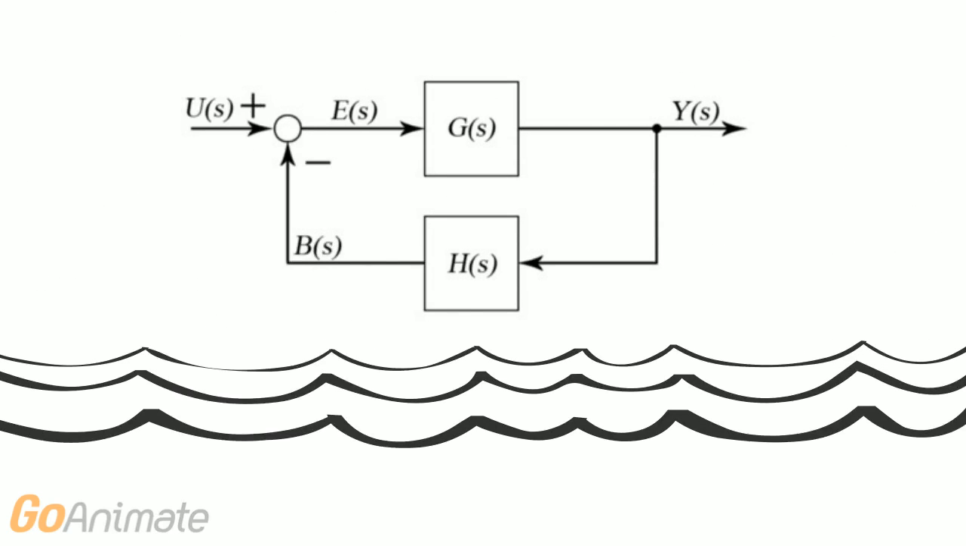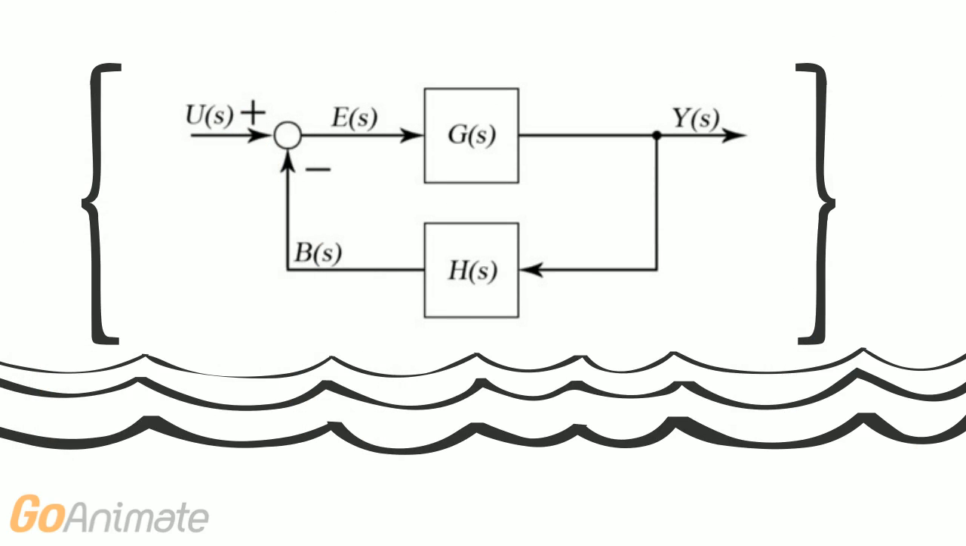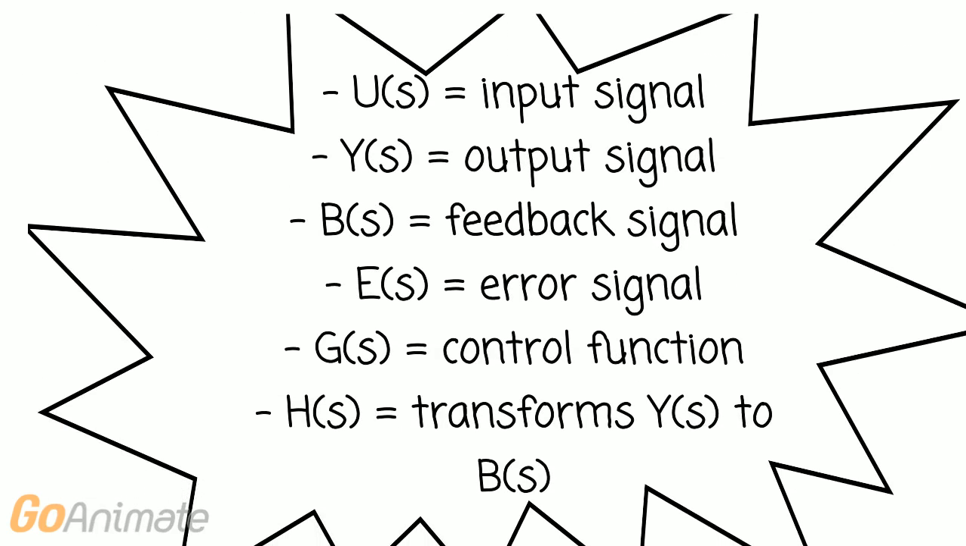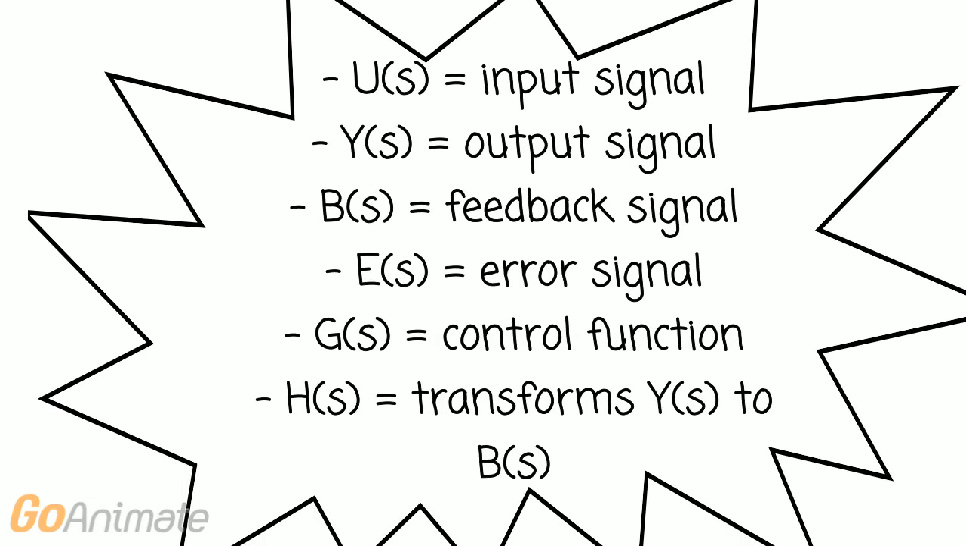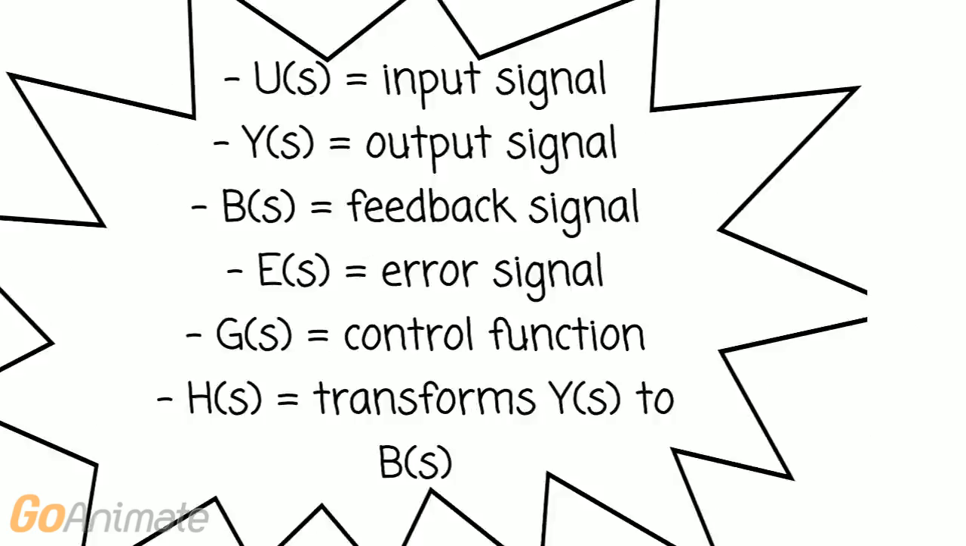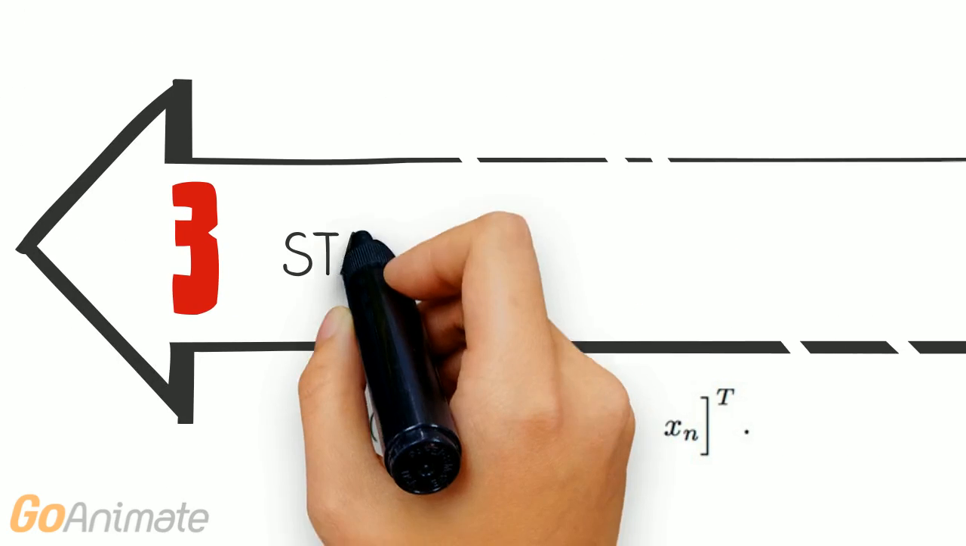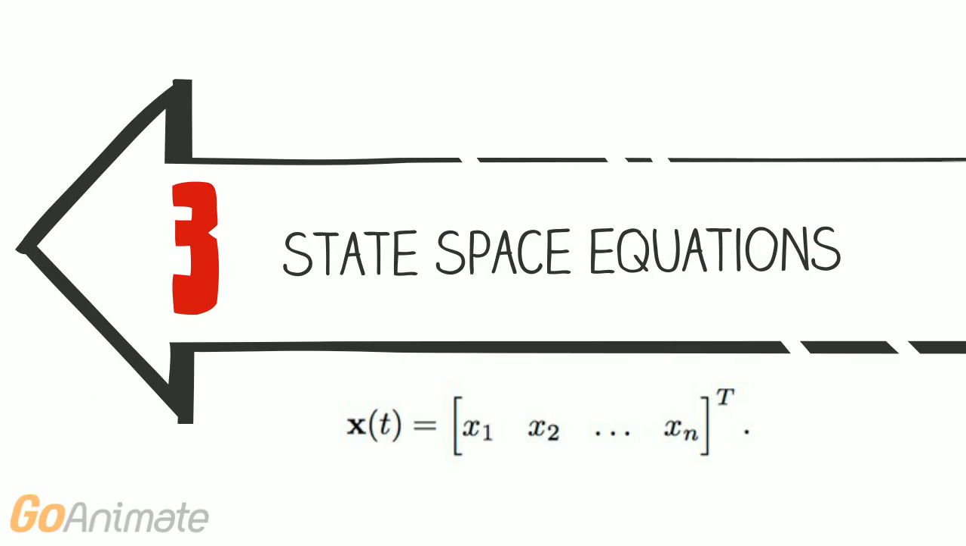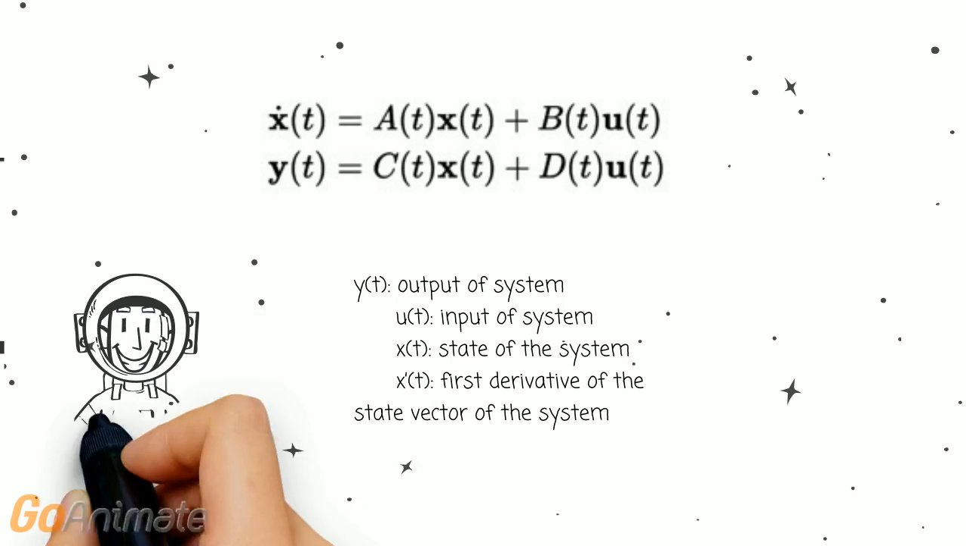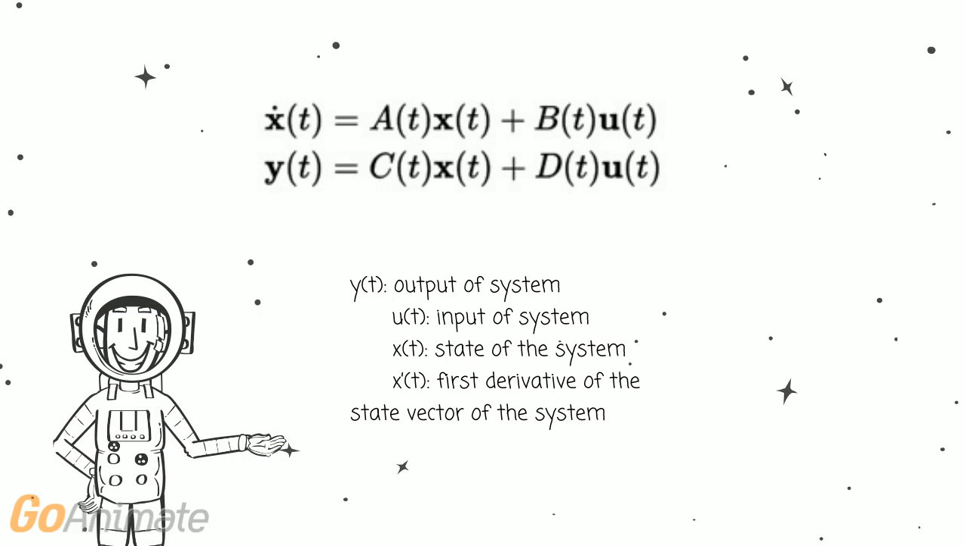Here is a diagram of what happens in a simple closed-loop system, where B(s) is the feedback signal, E(s) is the actuating error signal, G(s) is the control function, and H(s) is what allows the output signal to be converted into the feedback signal. The state-space method, also known as the matrix differential equation method, allows us to describe the system by defining a set of n state variables: y(t) output of the system, u(t) input of the system, x(t) state of the system, x'(t) first derivative of the state vector of the system. The first is the state equation, the second the output equation.